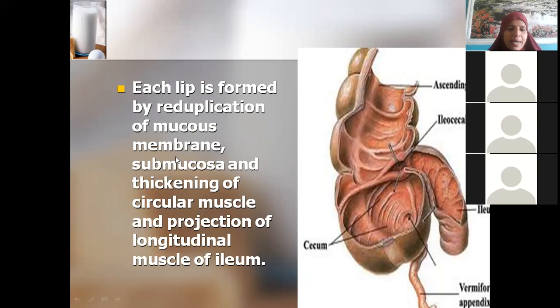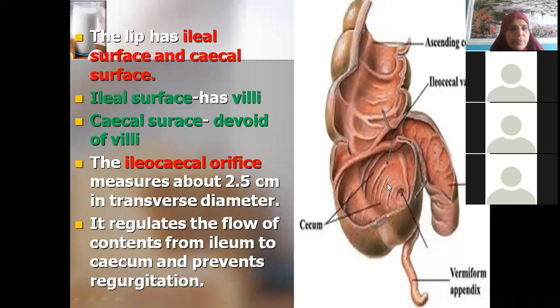So these are actually thickening of mucous membrane and submucosa and thickening of the circular muscle and projection of longitudinal muscle of ileum. That is how the ileocecal valve is formed. Each lip will have one surface facing towards the ileum, the ileal surface. The other surface is facing towards the cecum, the cecal surface. Ileal surface will show the mucosal folds, which are villi. Whereas the cecal surface of this valve will not show any villi.